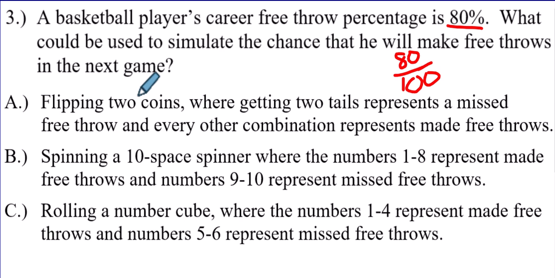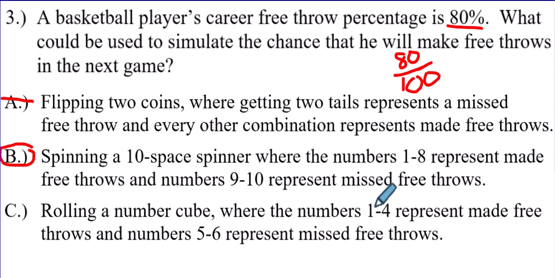Flipping 2 coins, that only has 4 outcomes. And if 2 tails is the missed free throw, but every other combination, which would be 3 of them, is the made free throws, well, 3 out of 4 is 75%, so that doesn't quite work. It's close, but not quite. Spinning a 10-space spinner, where the numbers 1 through 8 represent the made free throws, numbers 9 through 10 are the missed free throws. Well, that would be 80% are made, 20% are missed. That's exactly what we need.